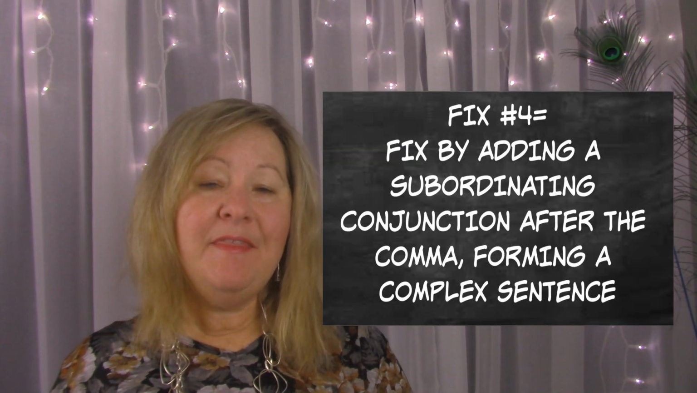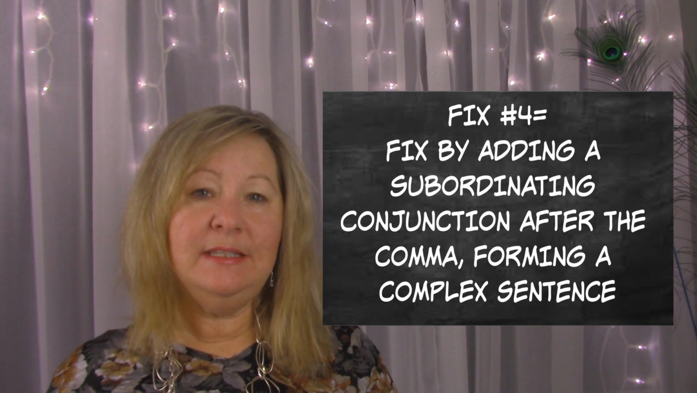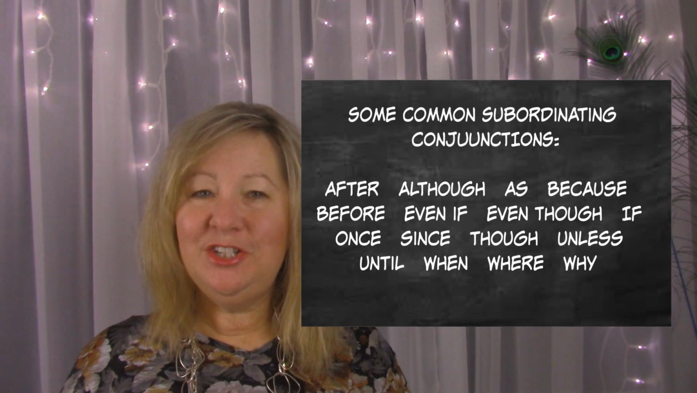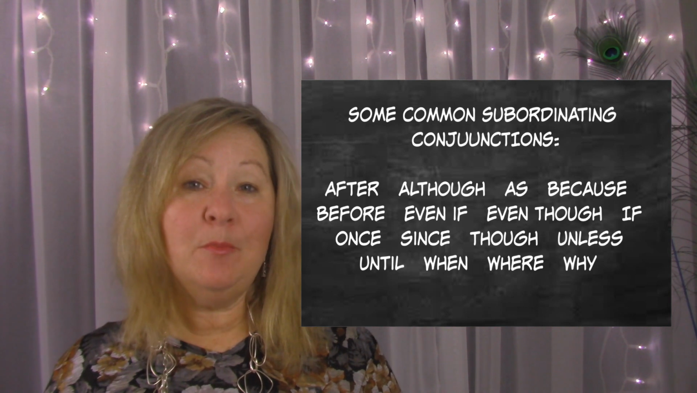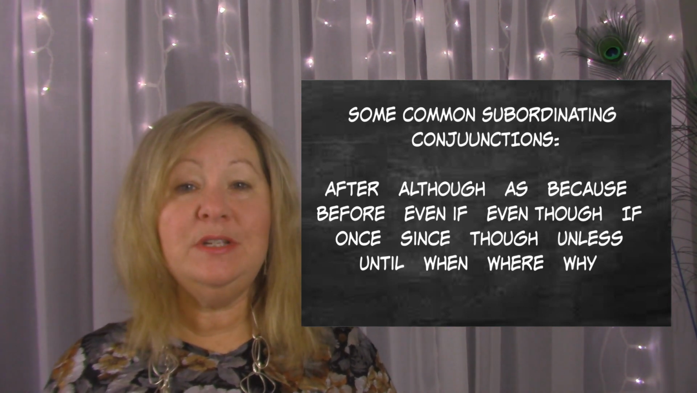Now you can subtly affect meaning by using different coordinating conjunctions. So make sure that you choose the coordinating conjunction that most closely reflects the meaning that you want to convey. Now there is a fourth way that you can fix a comma splice, and that is by turning those two independent clauses into a complex sentence. To do that, you'll need to use a subordinating conjunction to change one of those independent clauses into a dependent clause.